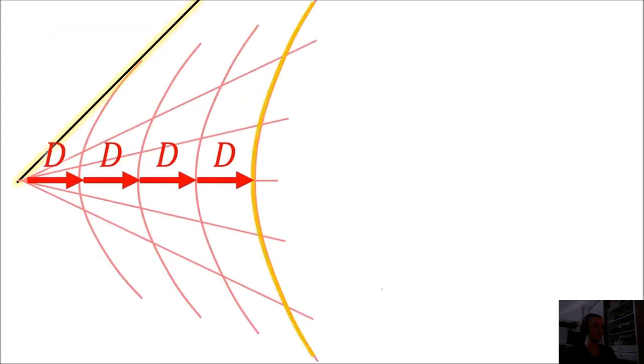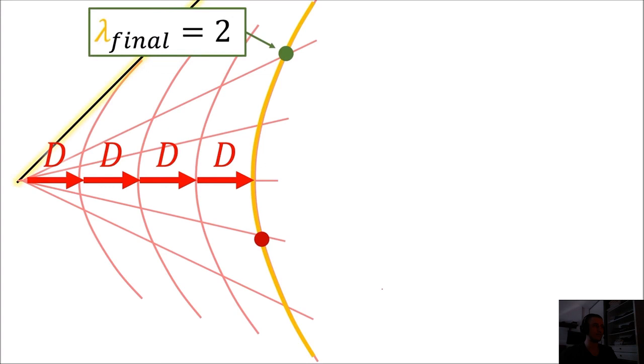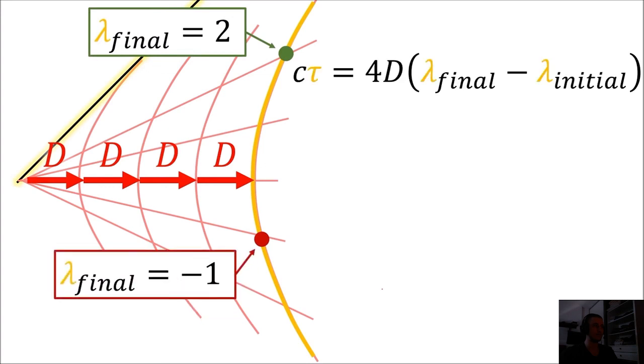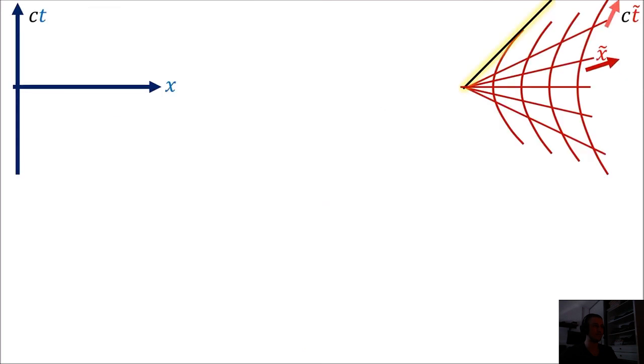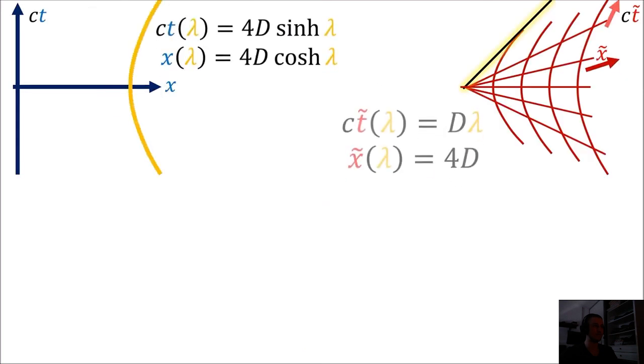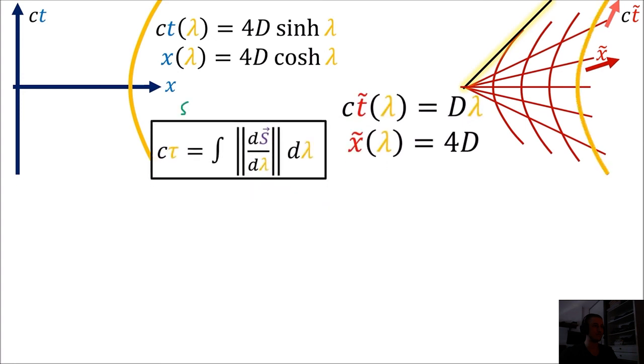Again, if the final value of lambda is plus 2 and the initial value of lambda is negative 1, plugging this into our formula, we get that the total proper time, c times tau, along this segment of the curve is 12d. So we've shown that the proper time along a curve is the same whether we measure it in an inertial coordinate system or the non-inertial Rindler coordinate system.